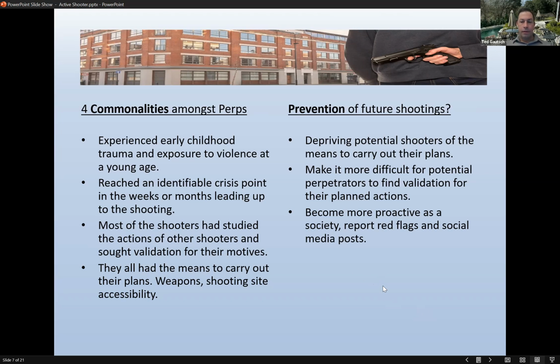Leakage is a big thing because every active shooter leaks information. Every active shooter has done that, whether through social media or text, whatever. These things need to be reported, even if it's someone saying they're constantly having these feelings. Any little red flag, it's up to us to report these things to law enforcement or officials where it's appropriate.